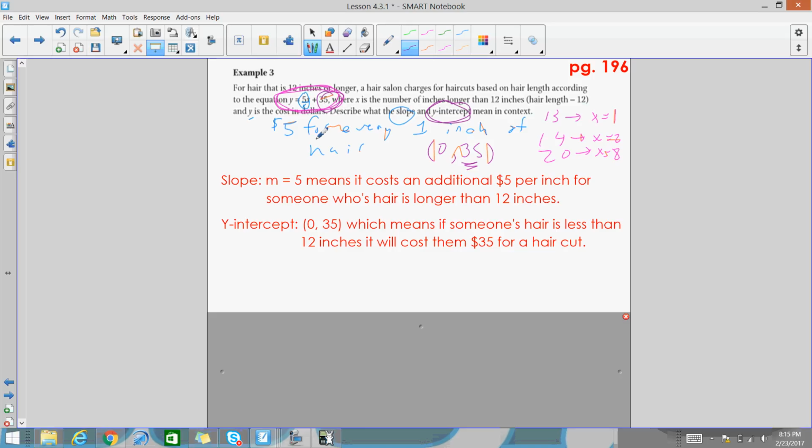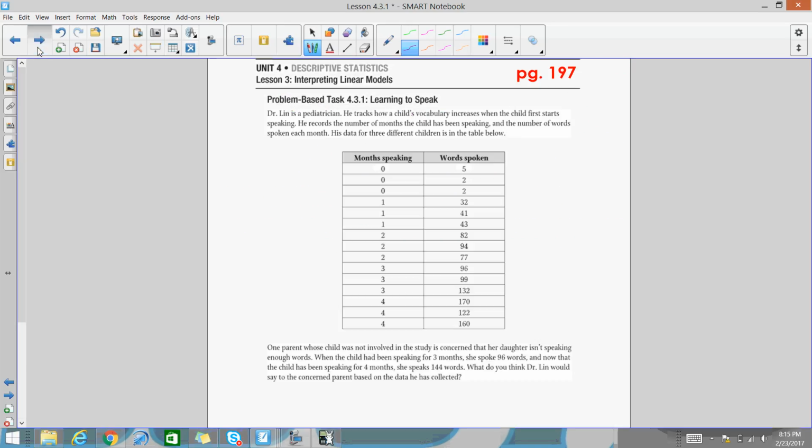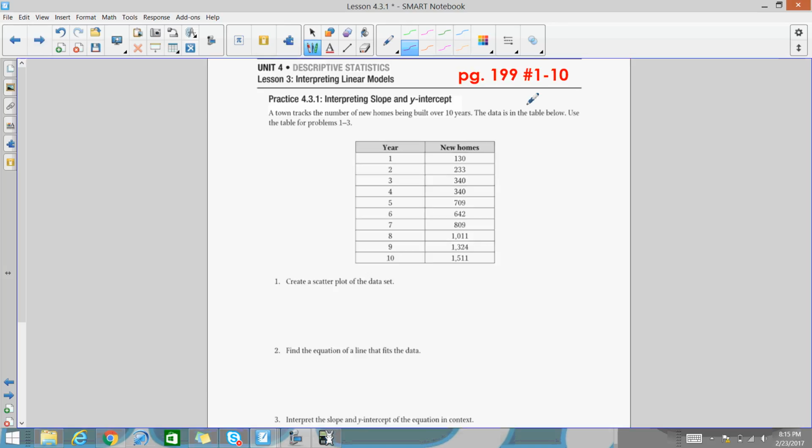So here's the deal. You are going to begin working on your homework. Your homework is in the book. All right, you're doing 1 through 10. I'm not sure of the page number, but it's going to say practice 4.3.1. All the answers are in the back of the book. Please check your answers. Please be good to the sub, and we will check this in on Monday. Have a great weekend.